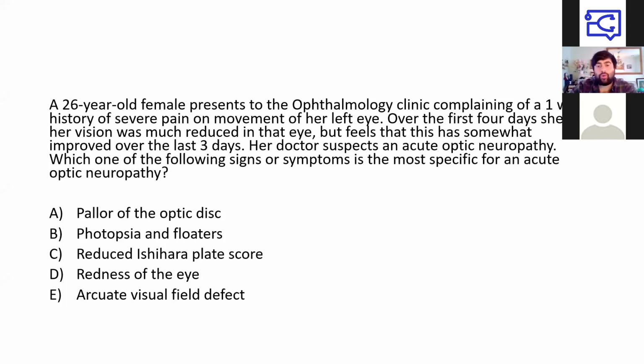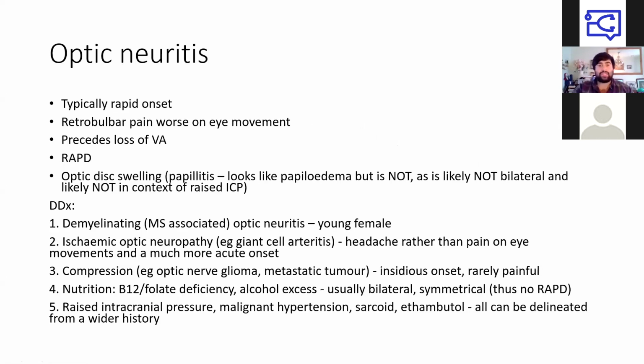Okay, so 54% of you have gone for the correct answer, which is decreased color vision. So I think there were a few questions asking about some of the signs suggestive of optic neuropathy. And those are things like an RAPD, painful eye movements. This is a woman presenting with optic neuropathy. Pallor of the optic disc might be something that you'll see in optic atrophy, which long-standing optic neuritis might lead to. Photopsia and floaters, again, a description of retinal detachment. Redness of the eye might be present in acute optic neuropathy, but is not as specific for optic neuropathy as decreased color vision. And then an arcuate visual field defect, again, not something that you would see in optic neuritis.